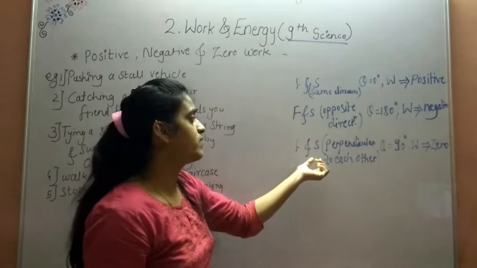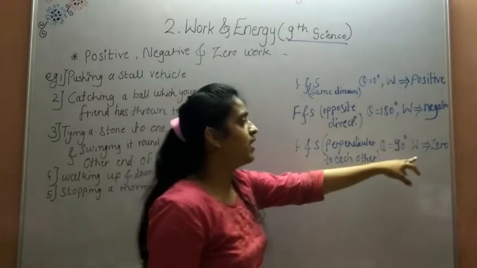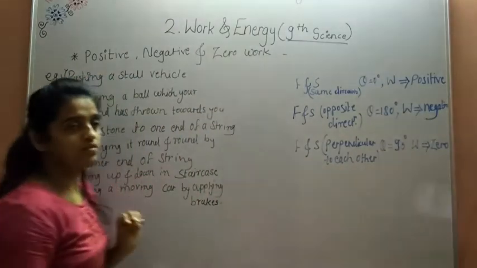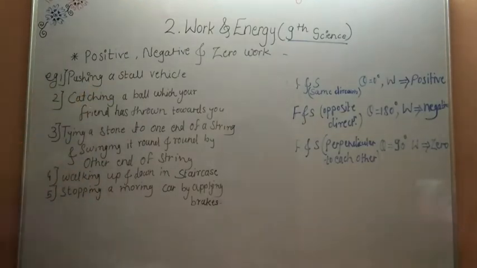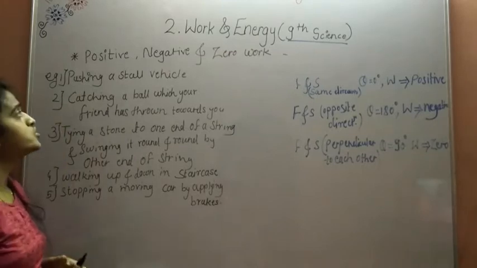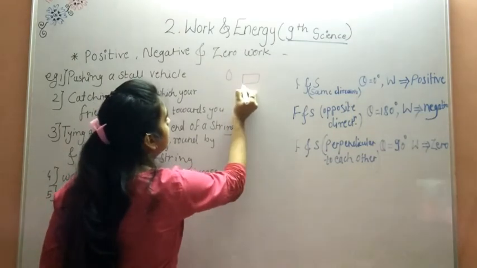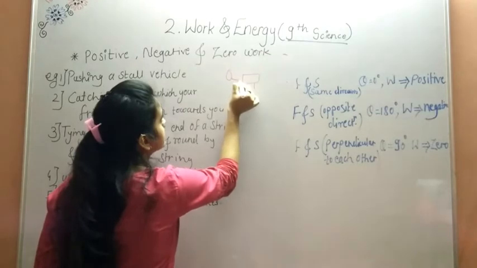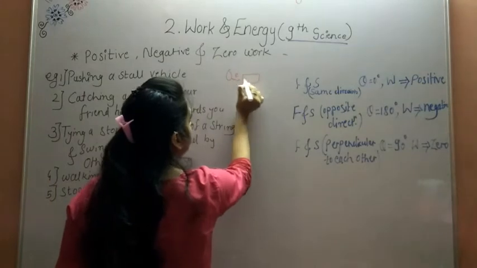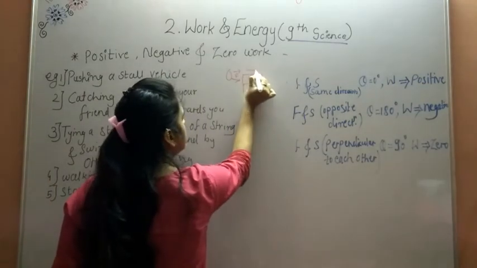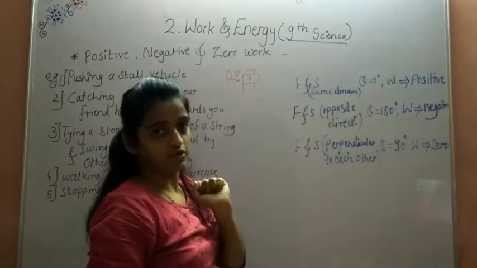Next, force and displacement are perpendicular to each other. So theta is equal to 90 degrees and the work done by the force is zero. Next we discuss with the help of examples. First example, pushing a stalled vehicle: for example, this is a person and this is a stalled vehicle. The force is applied in this direction and the displacement is also in the same direction. So force and displacement are in the same direction, and work done is positive.